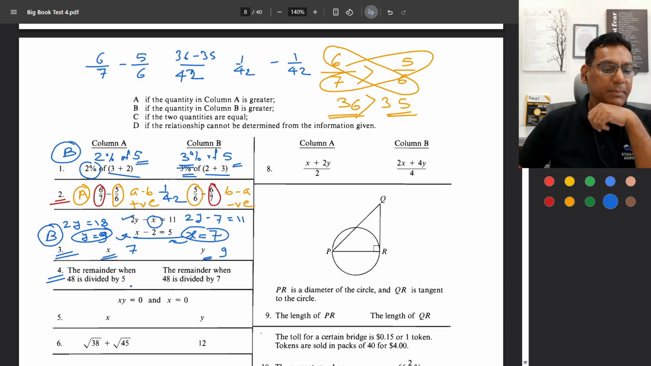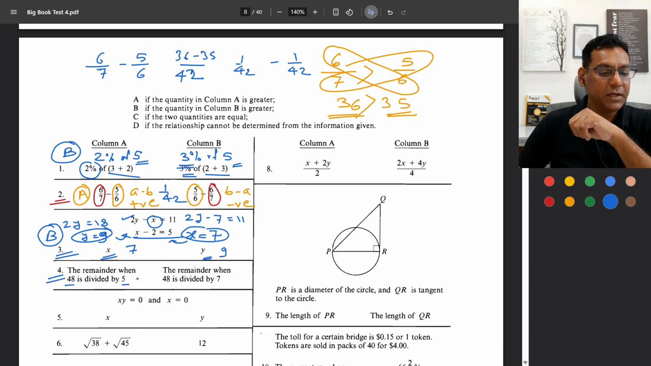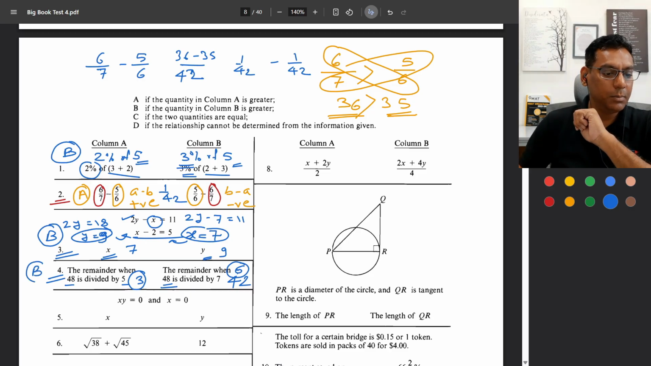Question 4. The remainder when 48 is divided by 5. What is the closest multiple of 5 that is lower than 48? 45, correct? 5 nines are 45. The remainder is 3. Now the remainder when 48 is divided by 7. What is the multiple of 7 that is less than 48? That's going to be 42, right? 7 sixes are 42. So here the remainder is 6. So what is the bigger remainder? 3 versus 6. Answer choice B.